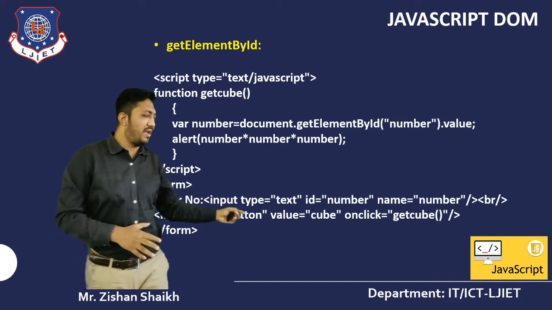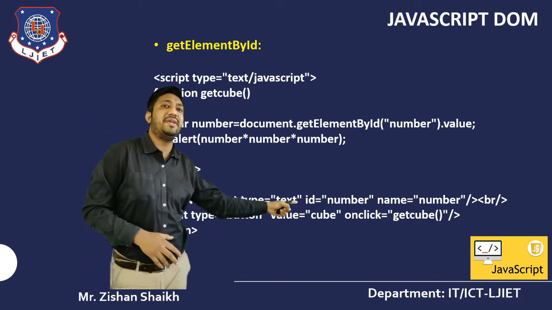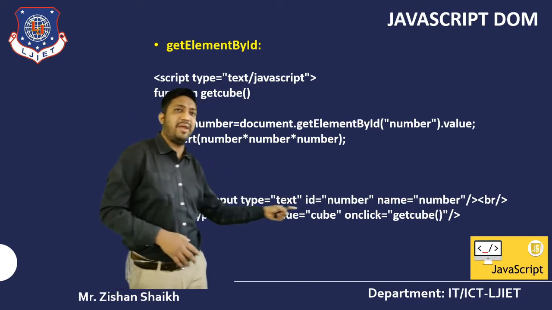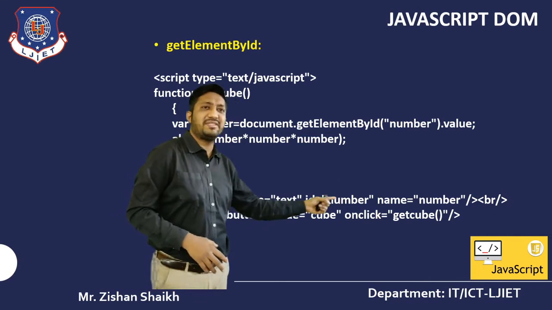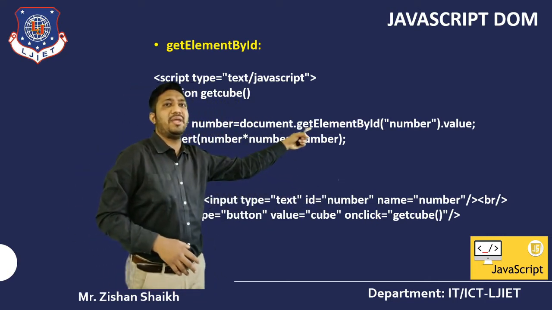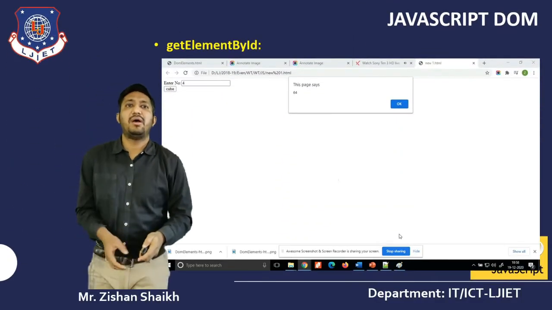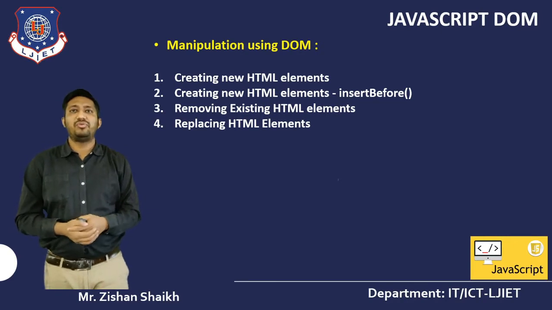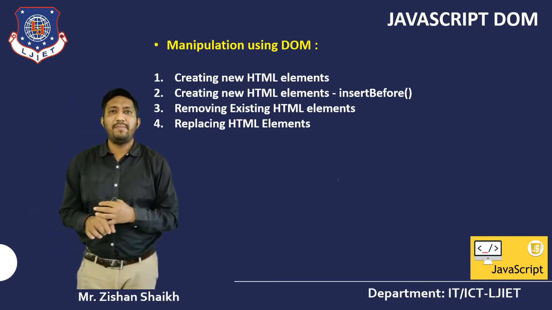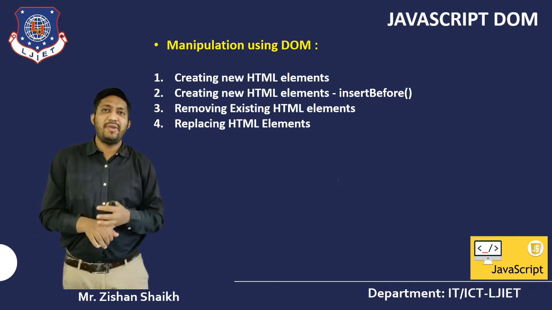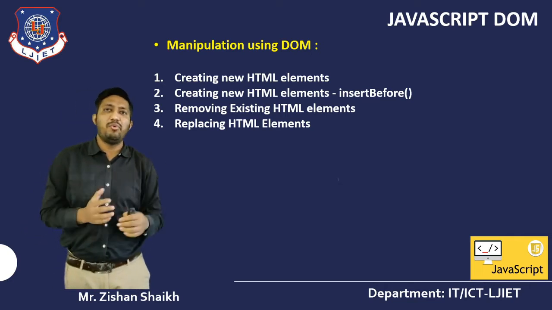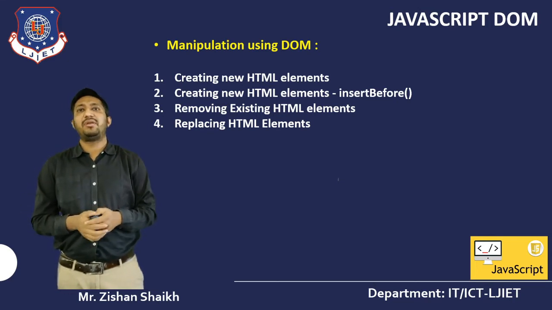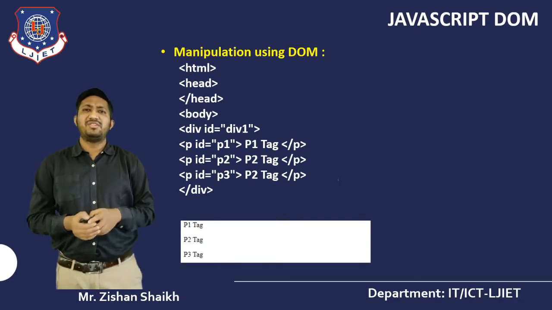So getElementById uses the value of the ID only. We are not using the name, because you can see here the ID and the name both have the same value, but we are using the ID property here. Now we are moving to the next topic, that is manipulation of the DOM. Creating HTML elements, adding something before elements, removing elements, or replacing elements, that is manipulation of the particular DOM with the help of the DOM.